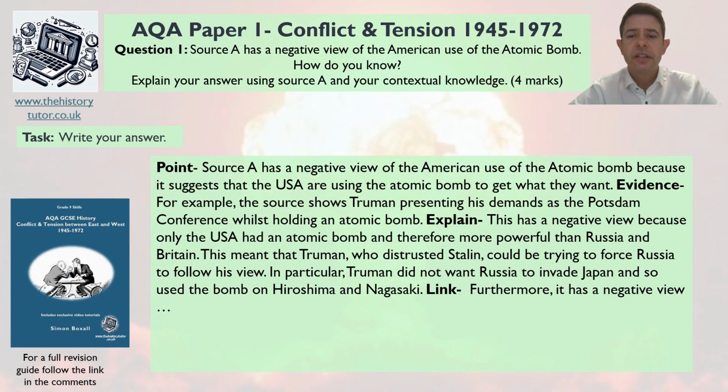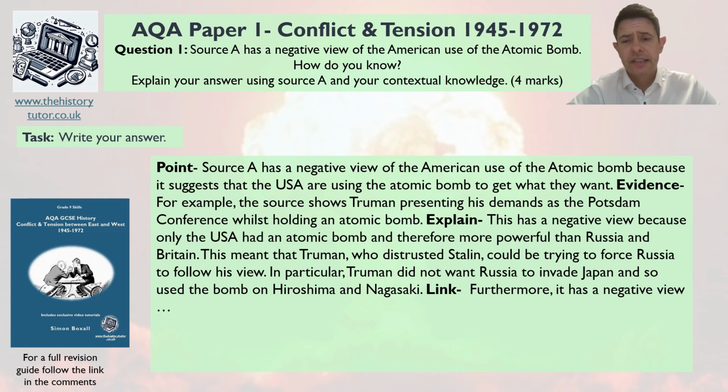So here's my idea. This has a negative view because only the USA have an atomic bomb and therefore were more powerful than Russia and Britain. This meant that Truman, who distrusted Stalin, could be trying to force Russia to follow his view. In particular, Truman did not want Russia to invade Japan and so used the atomic bomb on Hiroshima and Nagasaki. You could have also talked about Truman not trusting Stalin's expansionism in Eastern Europe and therefore not letting him be involved in Japan. Those kinds of ideas would be useful as well.